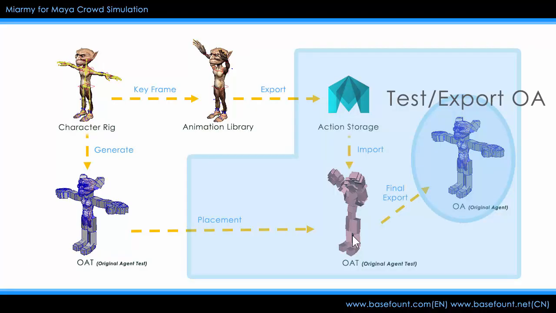Hi, in the third video we are going to talk about how to combine the previously created original agent and the action nodes together and then do some tests. And after we are satisfied with the result, we are going to export the final result file to our OA file. So let's get started.